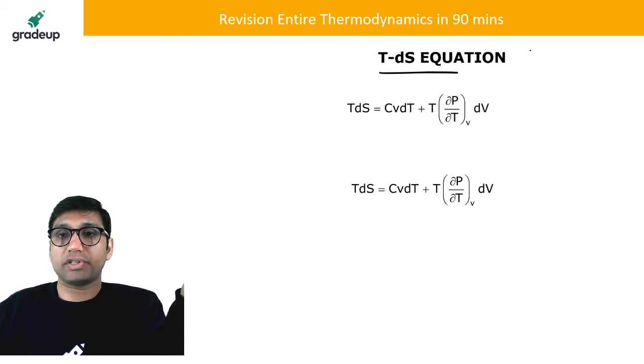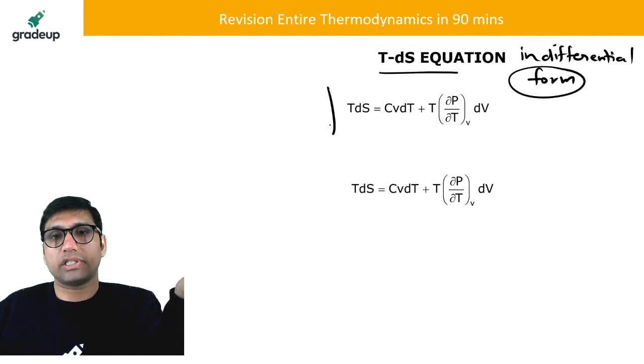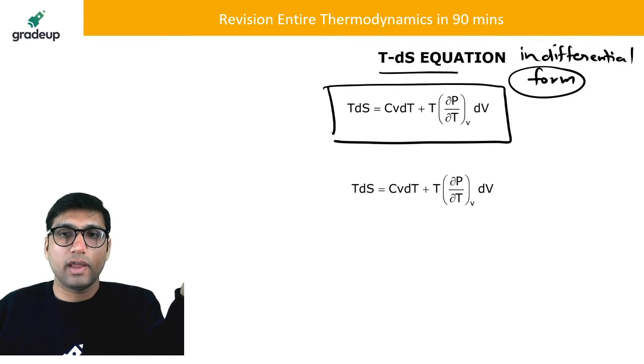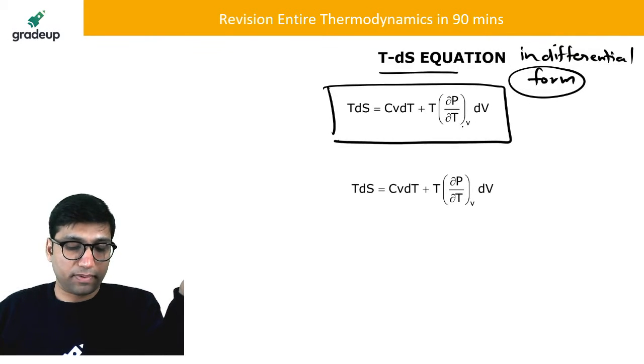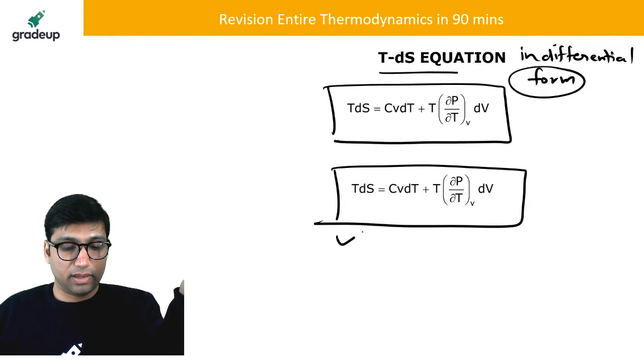Next is the TDS equation in differential form. This is also important, but I don't think that this is important for GATE exam. In differential form, you can write the TDS equation as TdS is equal to CV dT plus T times del P by del T at constant volume into dV.